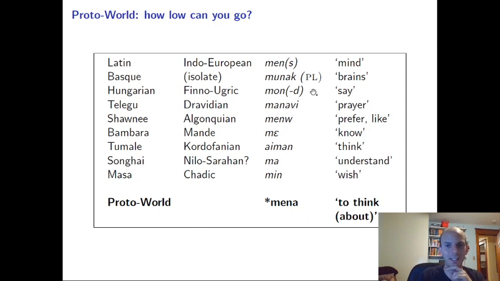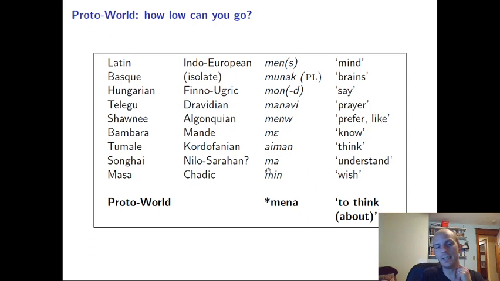So they're looking at a bunch of different language families here: Indo-European, Basque, Finno-Ugric, Dravidian languages in southern India, Algonquian languages in native North America, Mande languages, Kordofanian, Nilo-Saharan, Chadic, a lot of African languages from all over the world. And they are looking at these things and noting similarities, just like we did with Greek and Sanskrit and Latin. They're saying things like, in Latin, the word for mind is mens, and in Basque, brains is munak, and in Tumali, a Kordofanian language, think is aiman. They all have these M's and N's. Essentially, they're looking at these M's and N's. Moni, Monavi, Menwe, Me, it doesn't have the N. Ma doesn't have the N. Min for wish.